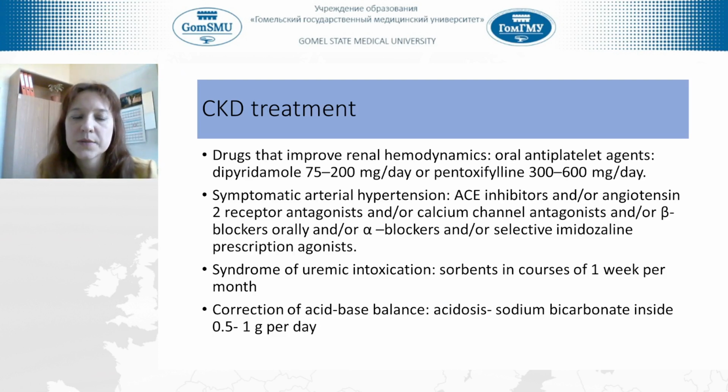Treatment of chronic kidney disease. Drugs that improve renal hemodynamics: oral antiplatelet agents such as dipyridamole or pentoxifylline orally. Symptomatic arterial hypertension: ACE inhibitors or angiotensin II receptor antagonists or calcium channel blockers or beta blockers orally, or add alpha blockers or the selective imidazoline receptor agonist moxonidine. Syndrome of uremic intoxication: sorbents in a course of 1 week per month.